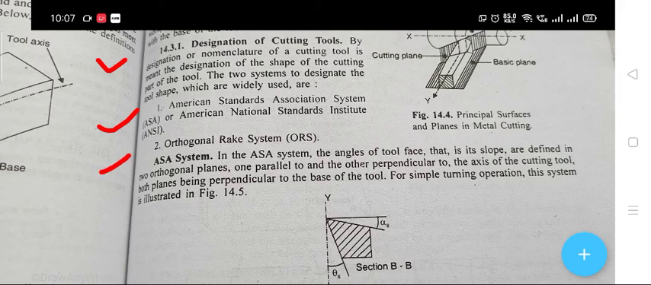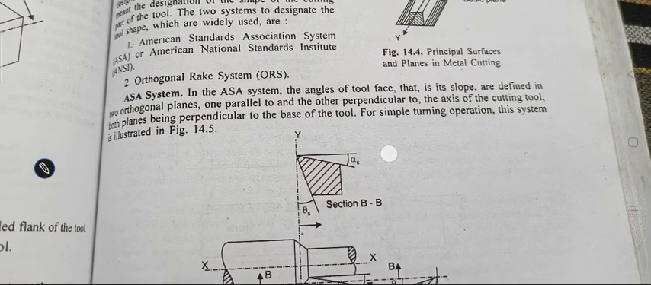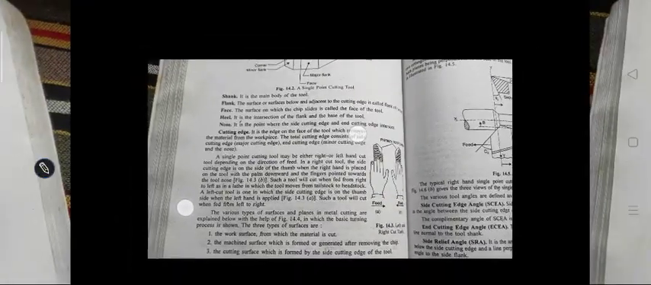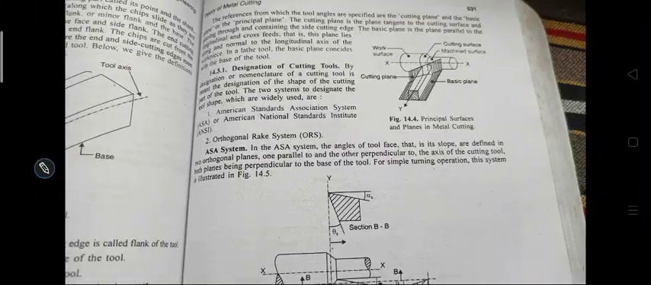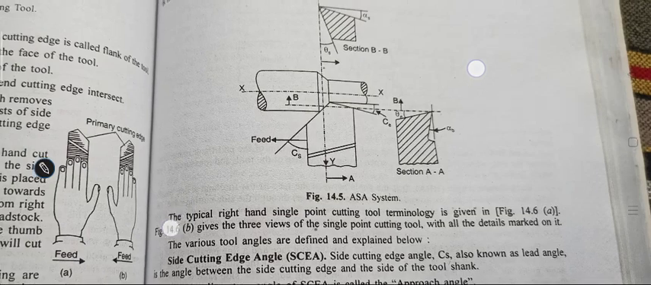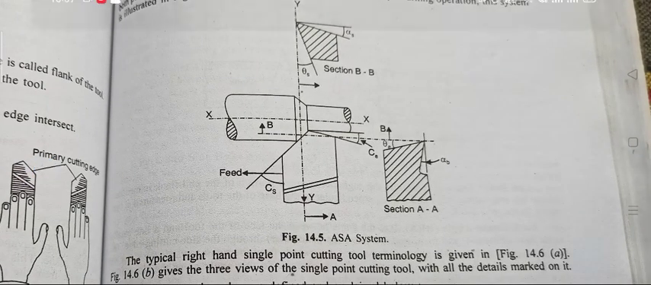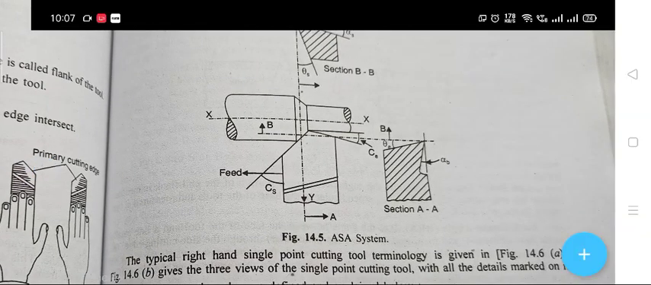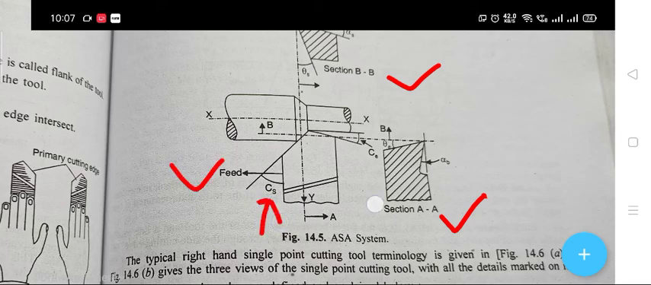The second system is the Orthogonal Rake System, which we call the ORS system. This is a figure for the ASA system. This one is the diagram for the ASA system, and there are section BB and section AA. This one is the diagram for the tool position, CS, CE, and the A direction.